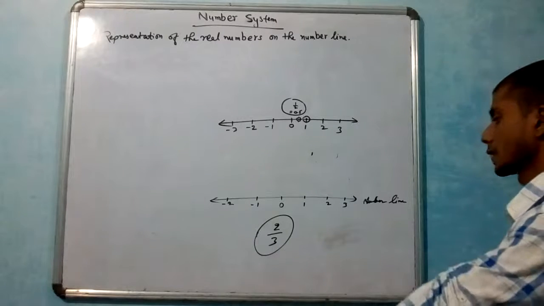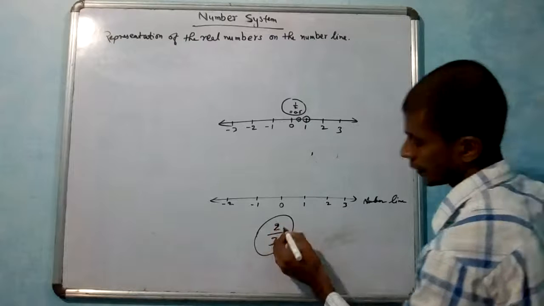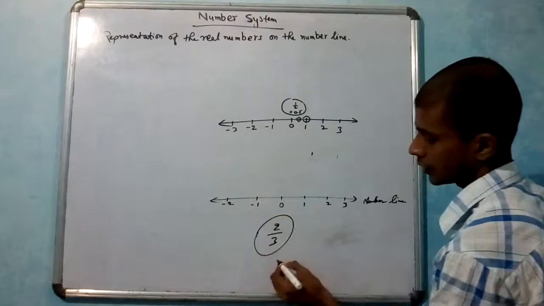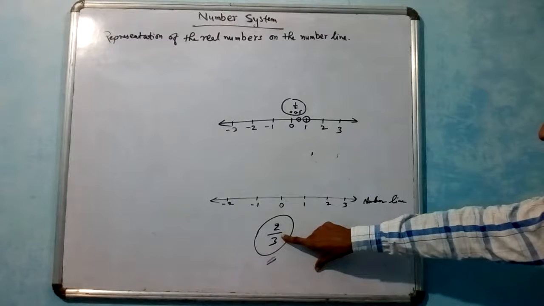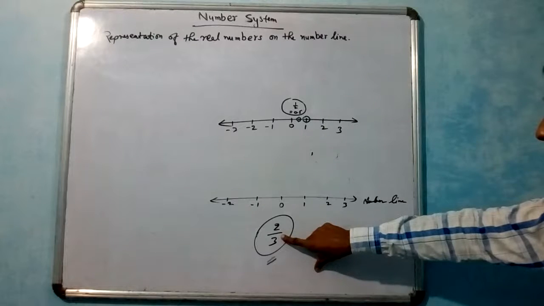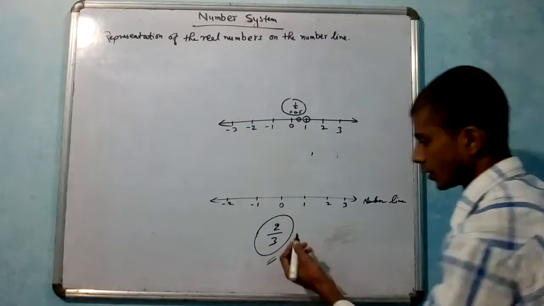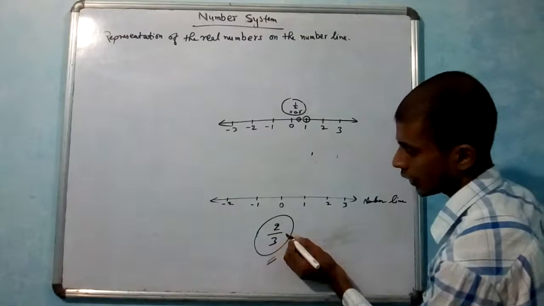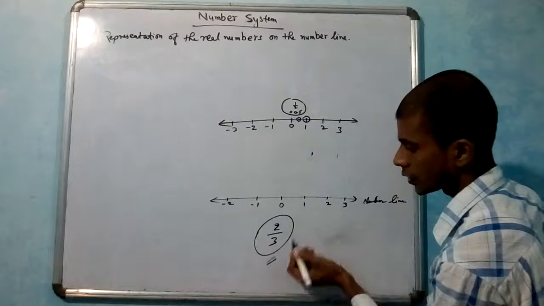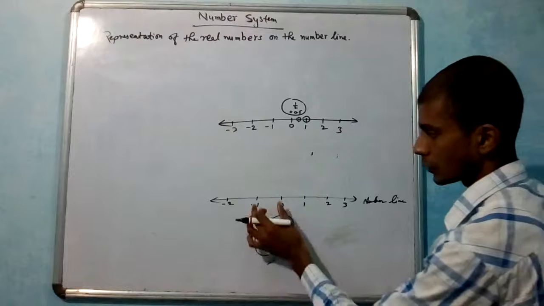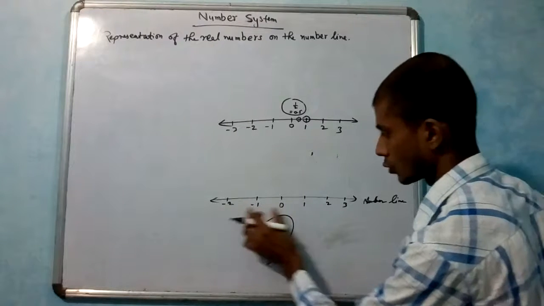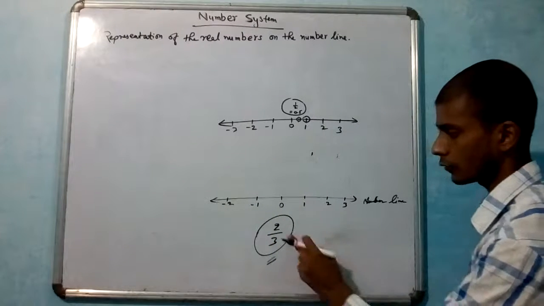Okay, see here. Fine. So how to represent this 2 by 3? So first of all, we have to understand in between which two numbers this 2 by 3 will lie. Whether it will lie between 0 and -1, between -1 and -2, or between 0 and 1, or between 1 and 2, that we have to understand first.